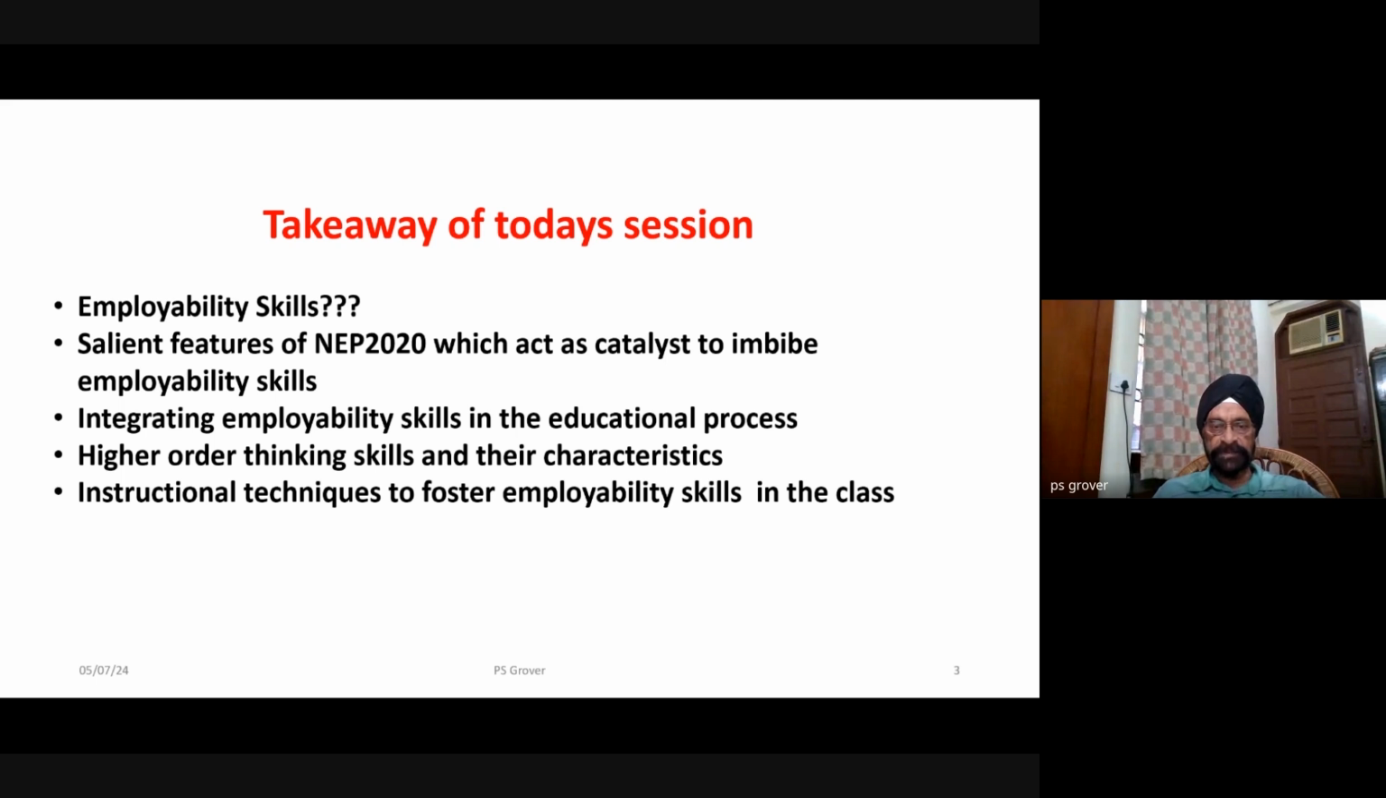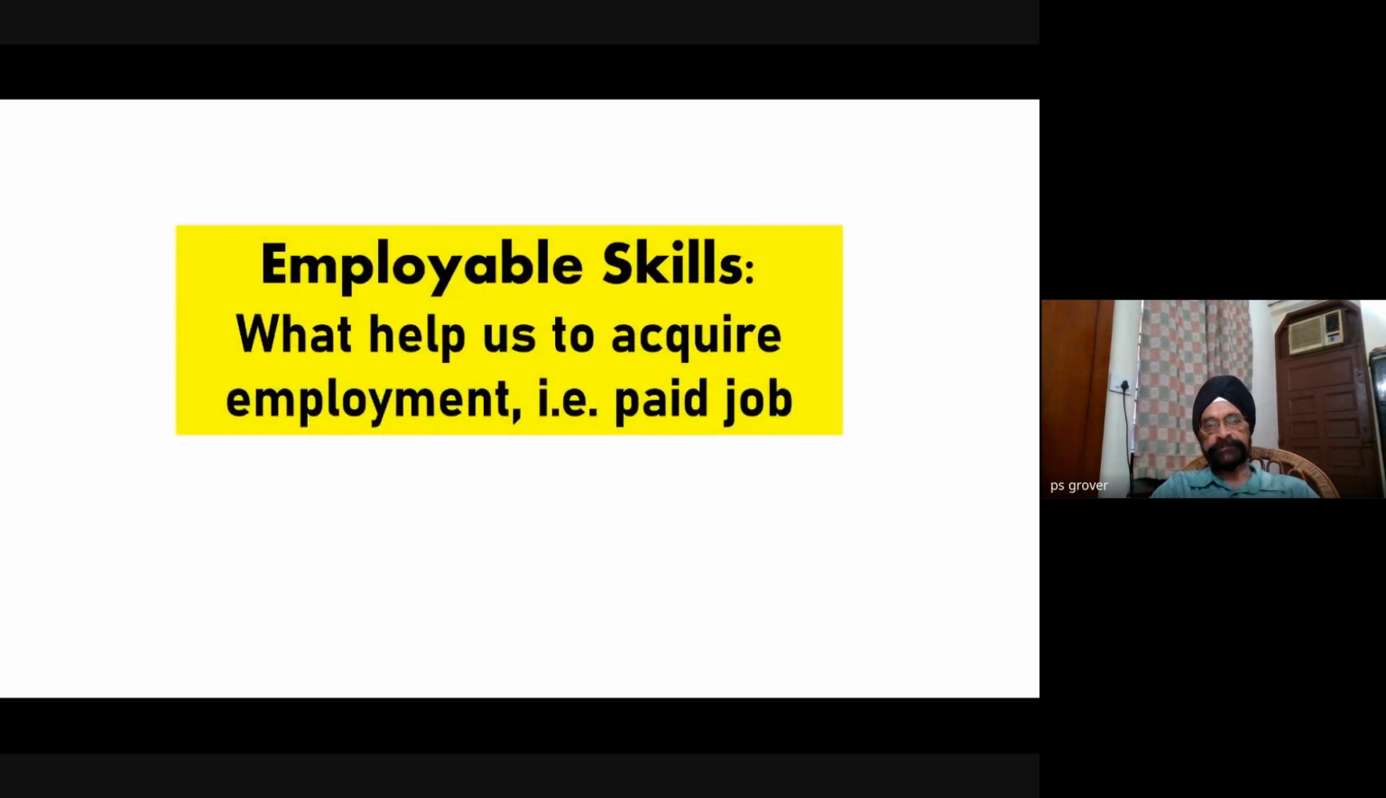What are higher order thinking skills and their characteristics relevant to employability skill? What are the instructional techniques that we can deploy to foster higher order skills in the students?